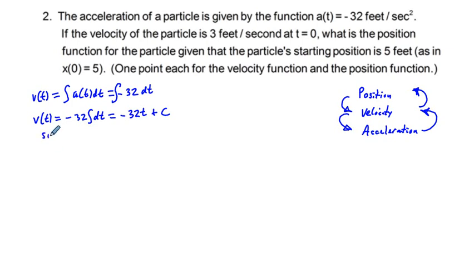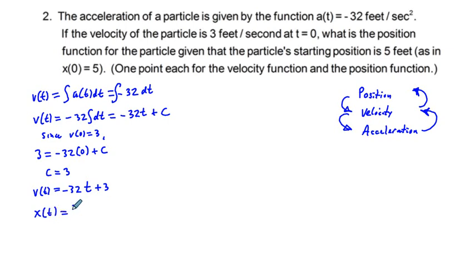Okay, since v of 0 equals 3, we'll say 3 is equal to negative 32 times 0 plus c. So c is equal to 3, and so now we have our particular solution. So v of t is equal to negative 32 t plus 3.